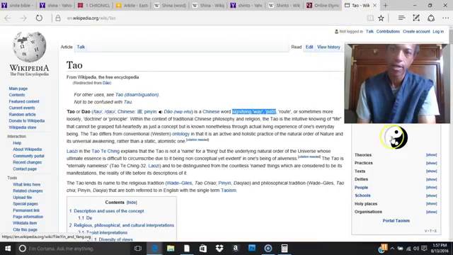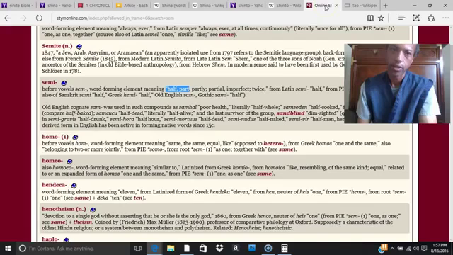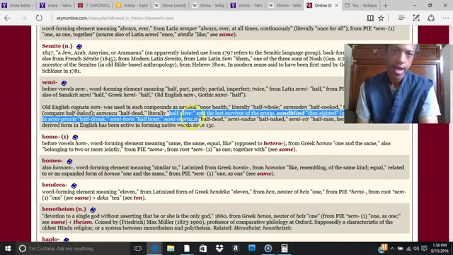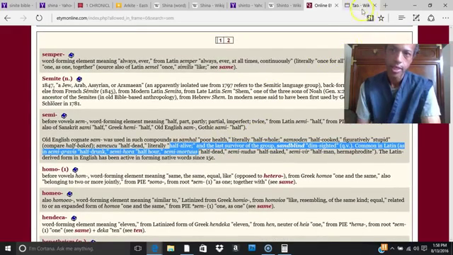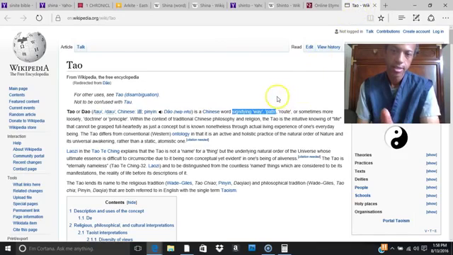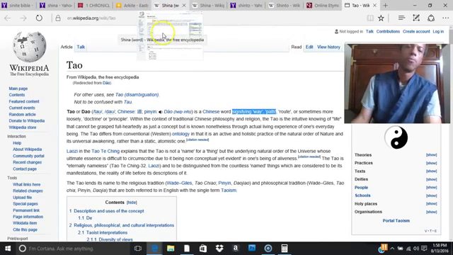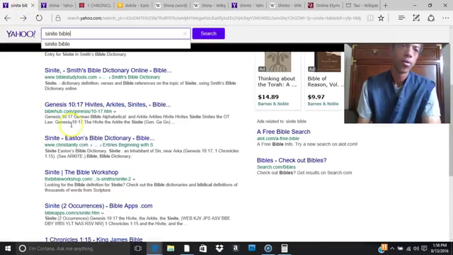Let's look at the Tao again. See the half or part? You get what's going on? So let's go back. Half, part, partial, imperfect, twice. From Latin semi. Down here, half dead, literally half alive. All right, so it still points us back to the Tao. So there we have Sinite.